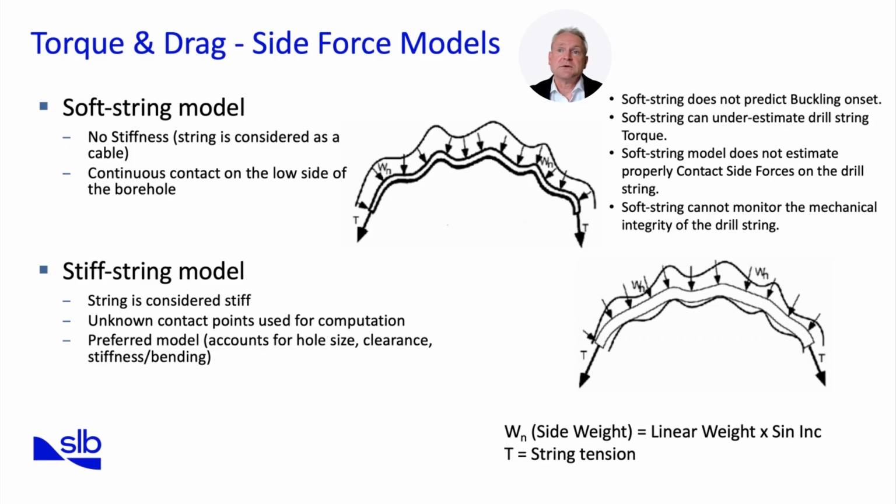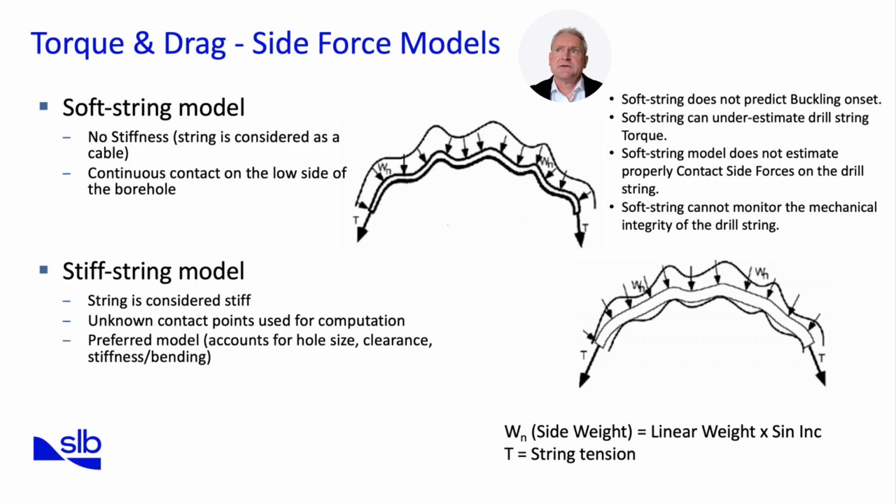regardless of borehole curvature. This makes the mathematics relatively simple, and the soft string model has traditionally been used for quick estimates of torque and drag. However, by treating the string as perfectly flexible, it fails to capture the reality of how pipe stiffness affects actual contact points and side forces.